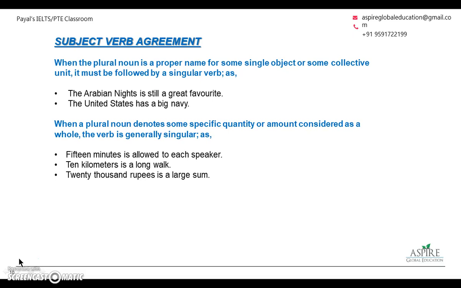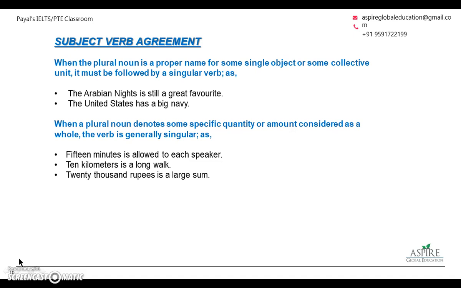When the plural noun is a proper name for some single object or some collective unit, it must be followed by a singular verb. So this we have already discussed. United States, even if it has an S, is singular in meaning, therefore my verb is also singular. Similarly, Arabian Nights is singular in meaning, and therefore my verb is also singular.